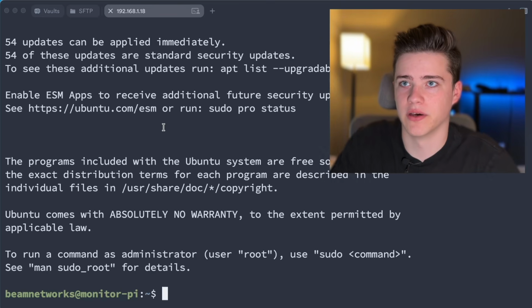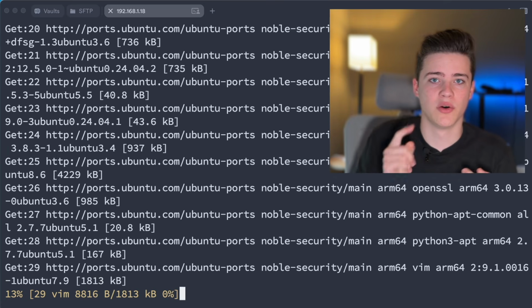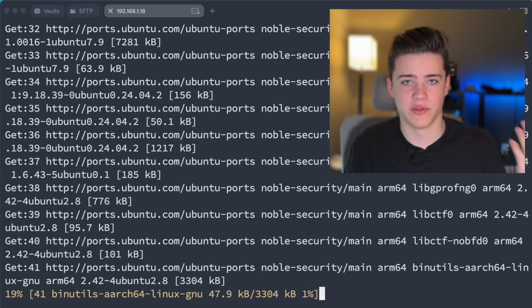So at this point in time, the Pi is ready to go. The SD card is, of course, written. I have used the Pi imager. Everything is ready to go. So now we're inside of Ubuntu. We're going to do a VPN, that way I can remotely control the device.